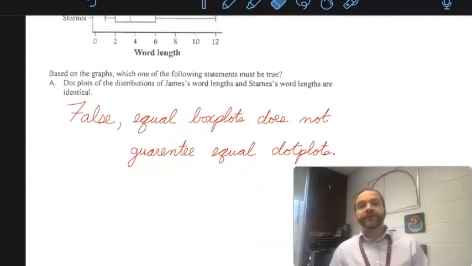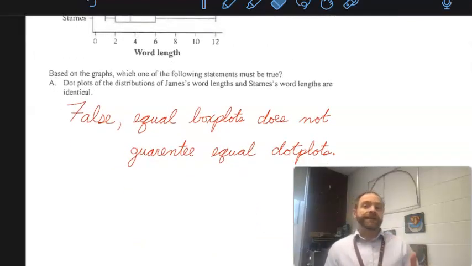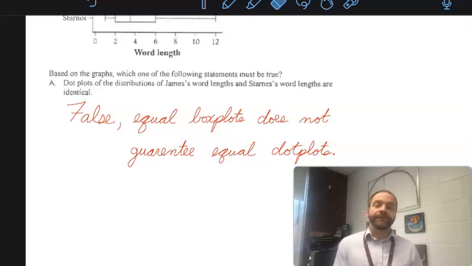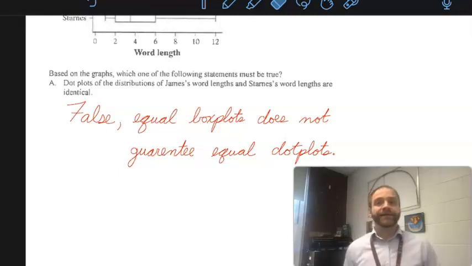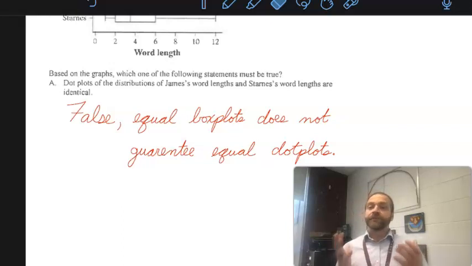And a really important characteristic is to realize that equal box plots does not guarantee equal dot plots. In other words, equal box plots does not guarantee the same shape. You cannot tell shape from box plots. You can only tell symmetry, you can tell IQRs, you can tell outliers. That's where box plots come in handy. You cannot tell the shape of the distribution. So that's, by the way, a good concept to remember. So A is false. Let's read choice B then.